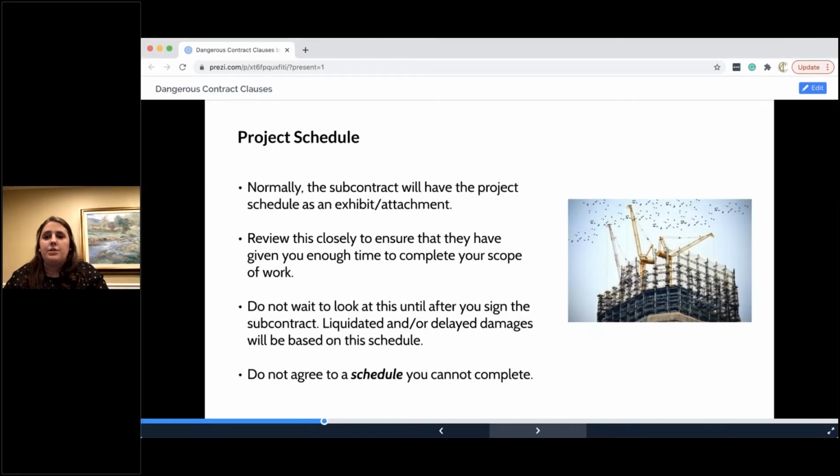So the next thing to look for is the project schedule. What's the timing of it? It's better to get something done faster than anticipated than having to push up against that deadline. That's because of these liquidated damages and delayed damages that could be in your contract. Now, what's an excusable delay and what's not can also depend on other terms in your project. And so we've seen issues with that.